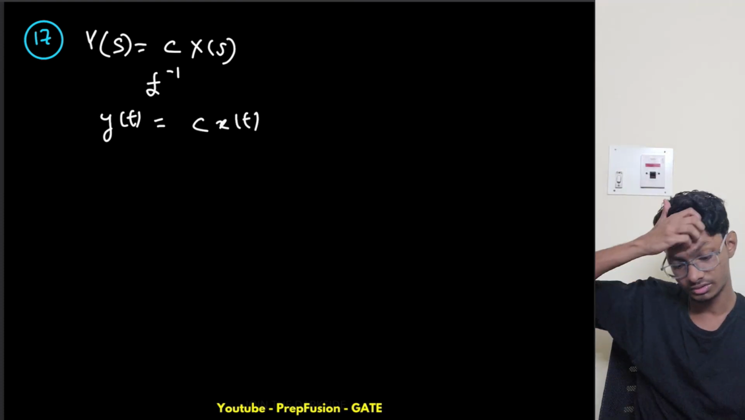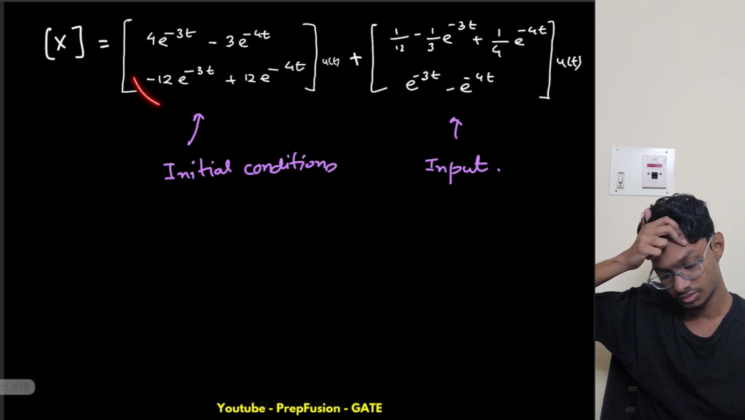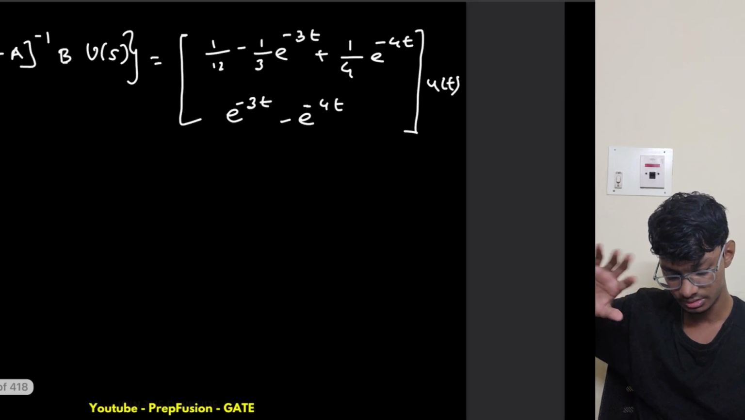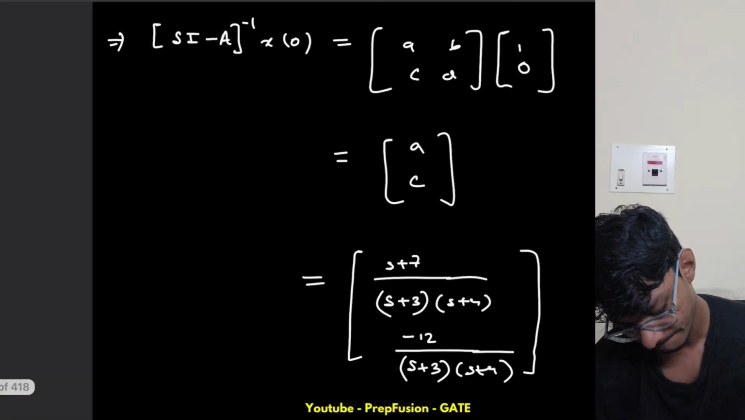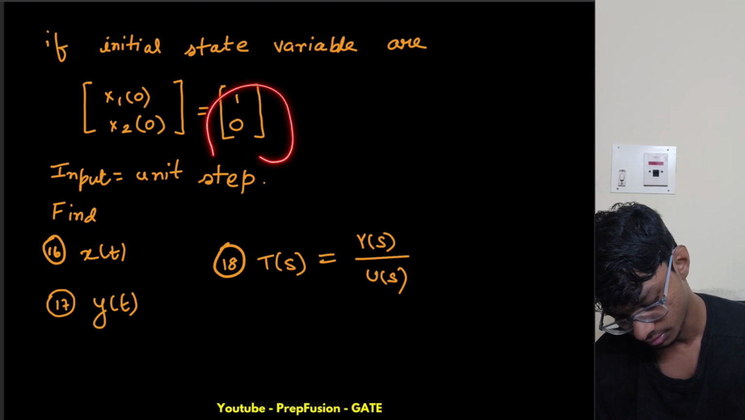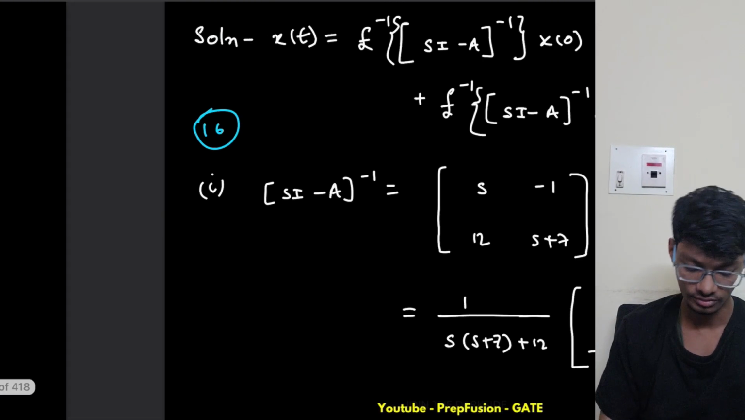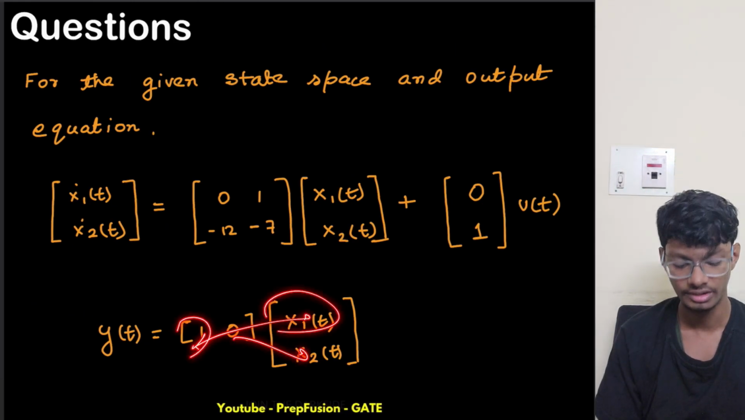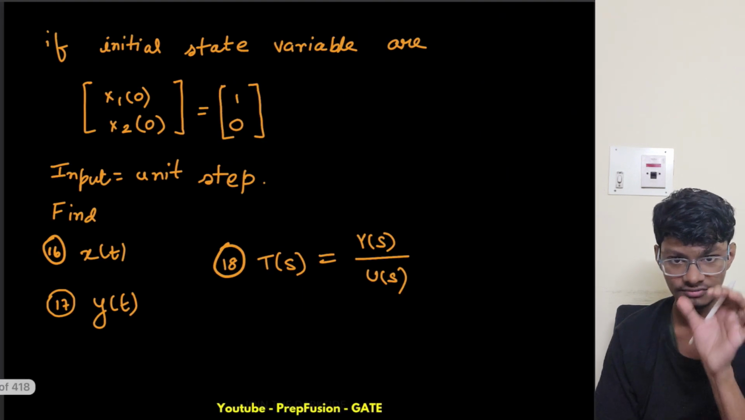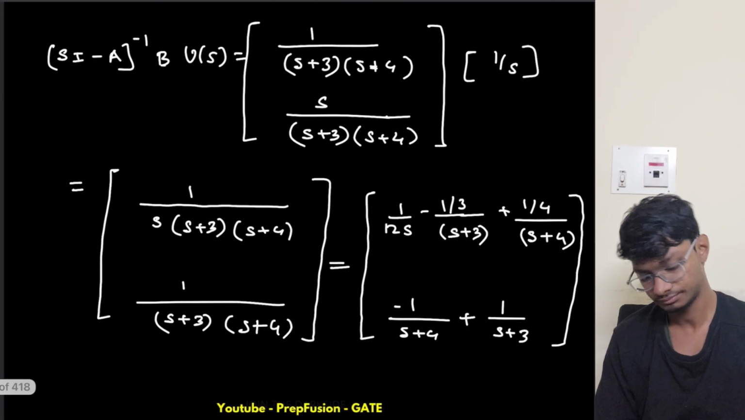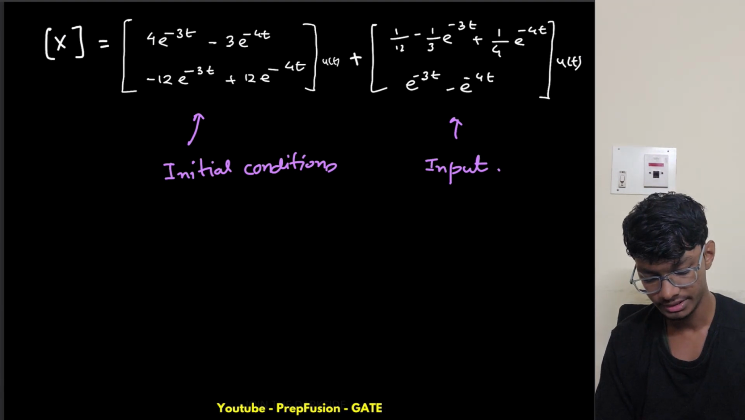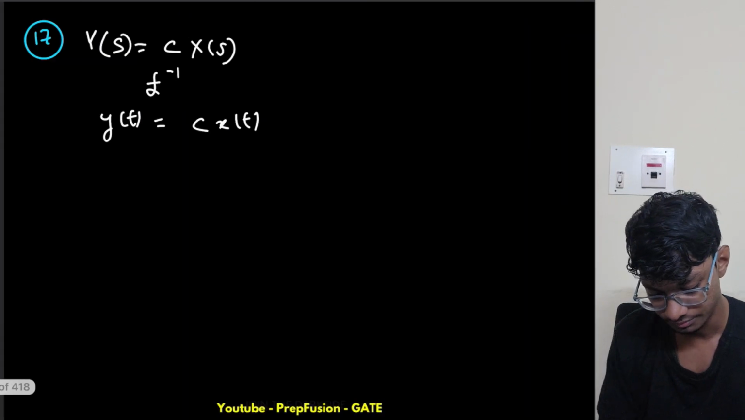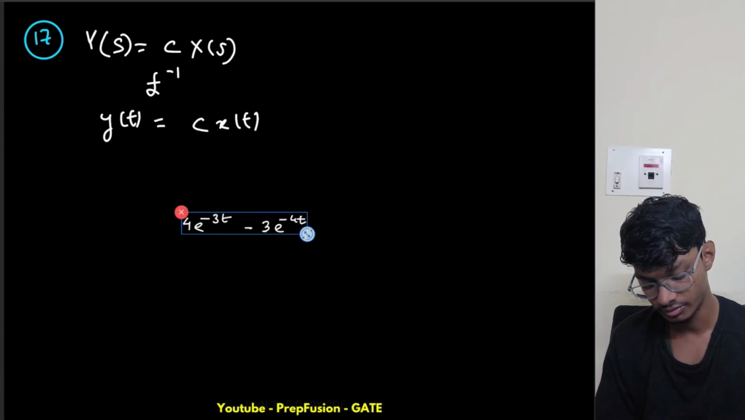So simply x of t is what? X of t is this one, a 2 cross 2 matrix. Again I will write A, B, C, D over here and I will multiply c with this. What is c? Not this one. C is 1 comma 0. If c is 1 comma 0, I can clearly see this is 1 times x1 plus 0 times x2. So we are only interested in the first row, so I will only add the first row. I will just copy and paste. So y of t will be my first row only.